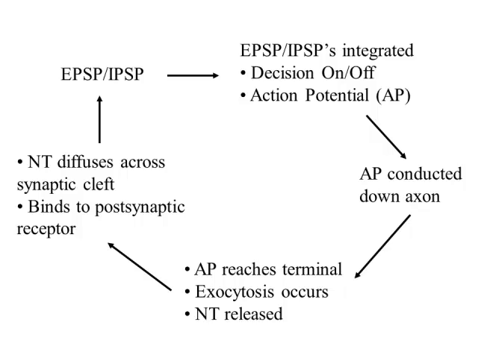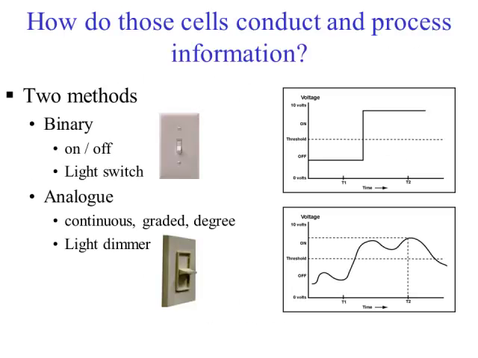So the first question is, how do cells conduct and process information? There are two main ways that information can be transmitted. It can be transmitted through a binary method or through an analog method. A binary method is simply it exists or it doesn't exist. It's on or it's off. It's a light switch. Off, on. Off, on. Okay, binary. It either exists or it doesn't exist.